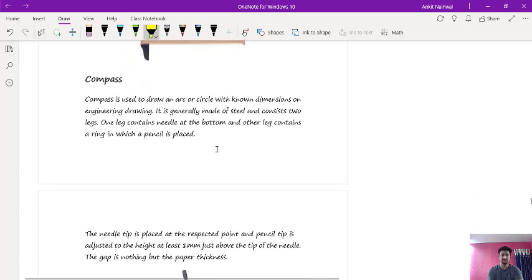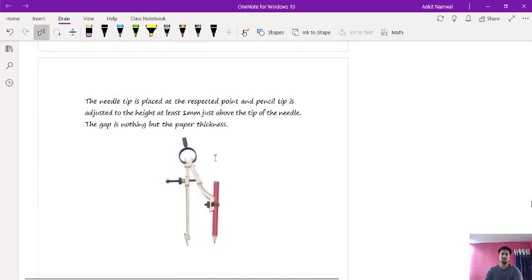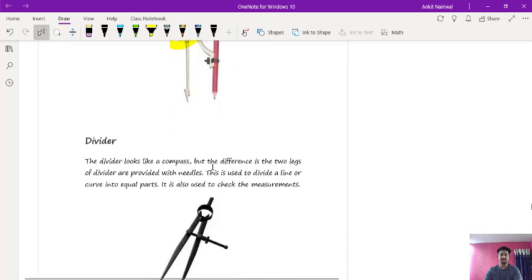You have a compass. A compass is used to draw an arc or a circle with known dimension. Okay, you all know what a compass is. This is a compass. Okay, you need to buy this.